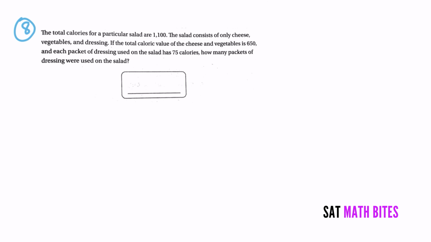Okay, problem number 8. We know that the total calories of a salad are 1,100, and the salad contains cheese, vegetables, and dressing. So we know that 1,100 is equal to the calories in cheese plus vegetables plus dressing. We're also told that the value of cheese and vegetables is 650. So we can just replace the C plus V with 650.